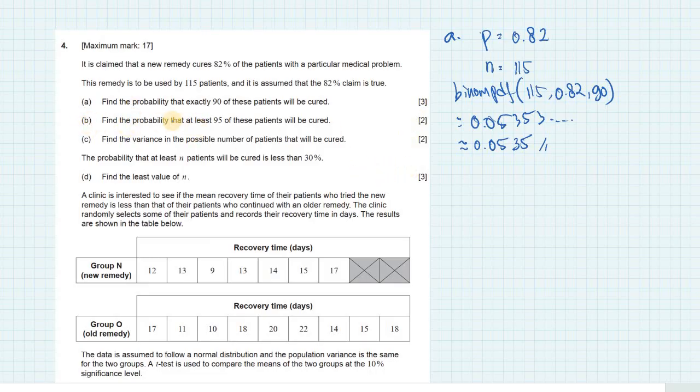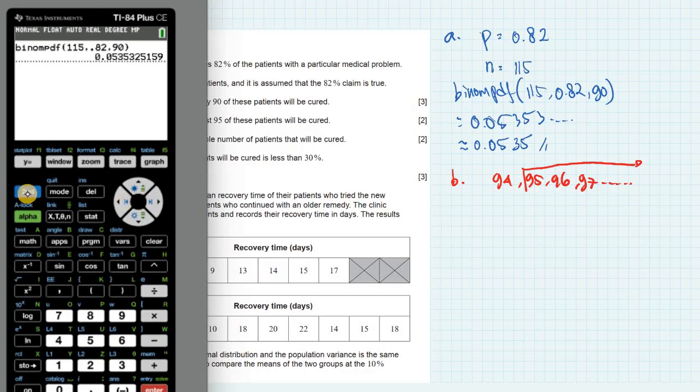Question B: find the probability that at least 95 of these patients will be cured. If it is at least 95, meaning it can be 95, can be 96, can be 97, and so on, up until 115. The problem is, you will see the problem in my calculator.